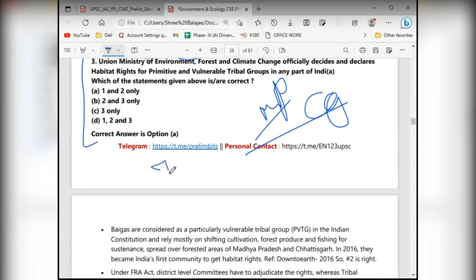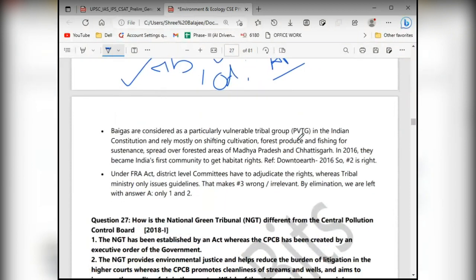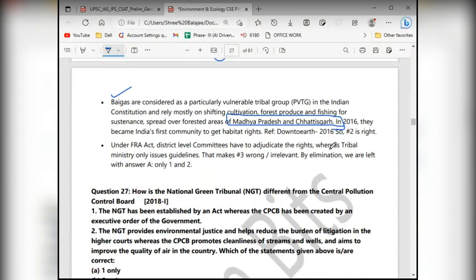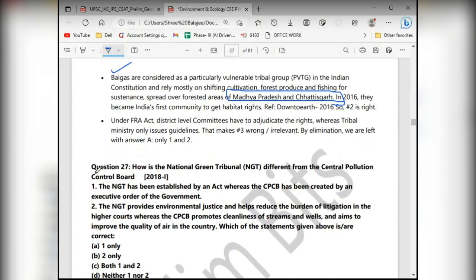सो पीवीटीजी की 75 ट्राइब्स आर देयर. सबसे ज्यादा उड़ीसा में है, सेकेंड नंबर पे आंध्र प्रदेश में. Okay, so these are some of the facts. Just remember. Bagas का भी हमने here it is also mentioned Chhattisgarh and Madhya Pradesh. So we discussed it already. Okay. Let us discuss this question now.